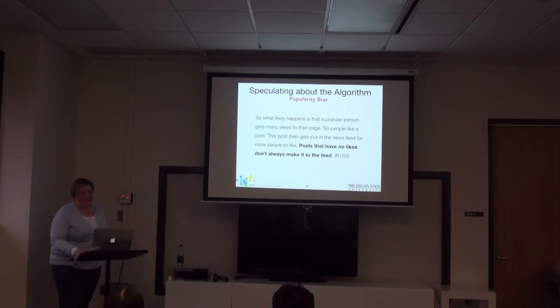And then finally, some respondents actually were aware of the popularity bias that I mentioned earlier. So the feeling that the posts that made it to the top of the feed were the ones that other people had paid more attention to. So this person says, what likely happens is that a popular person gets many views to their page, so people like a post. This post then gets put in the newsfeed for more people to like. Posts that have no likes don't always make it to the feed.